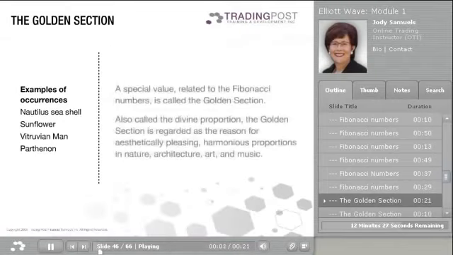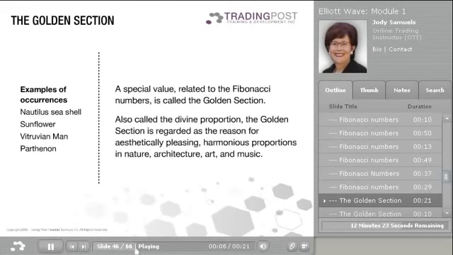A special value related to the Fibonacci numbers is called the golden section. Also called the divine proportion, the golden section is regarded as the reason for aesthetically pleasing, harmonious proportions in nature, architecture, art, and music.